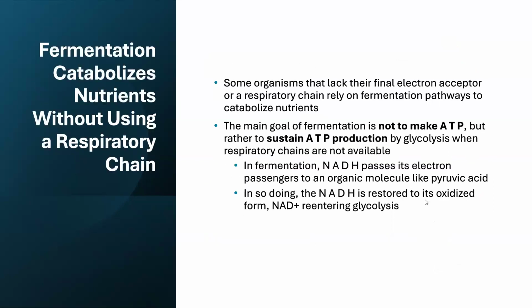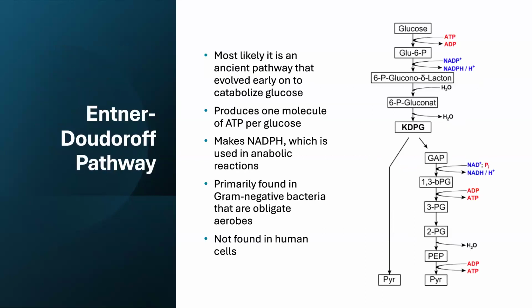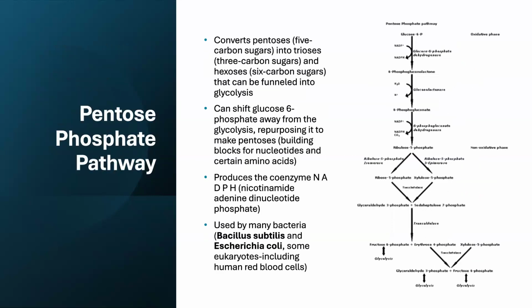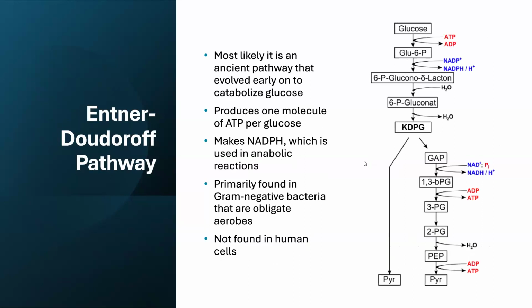Now, the big thing I want you to know about these two pathways, the Entner-Doudoroff and the pentose phosphate, is that they are alternatives to glycolysis that are going to start with your glucose molecule, which is going to get phosphorylated and ultimately end up in one of these pathways. All right.